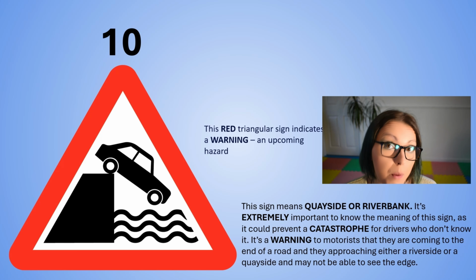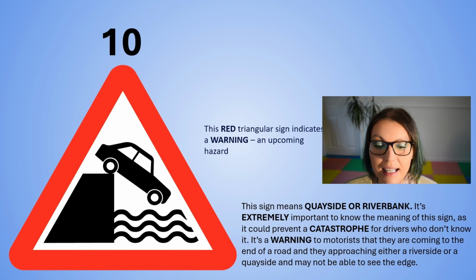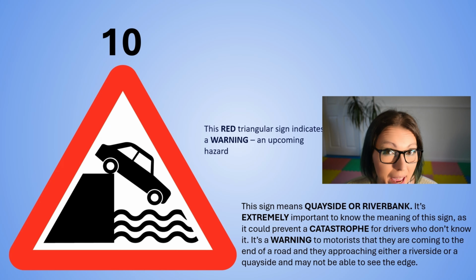It's extremely important that you know the meaning of this sign, as it could prevent a catastrophe for drivers who don't know the sign. It's a warning to drivers that they are coming to the end of a road and they are approaching either a riverside or a quayside, and they may not be able to see the edge.